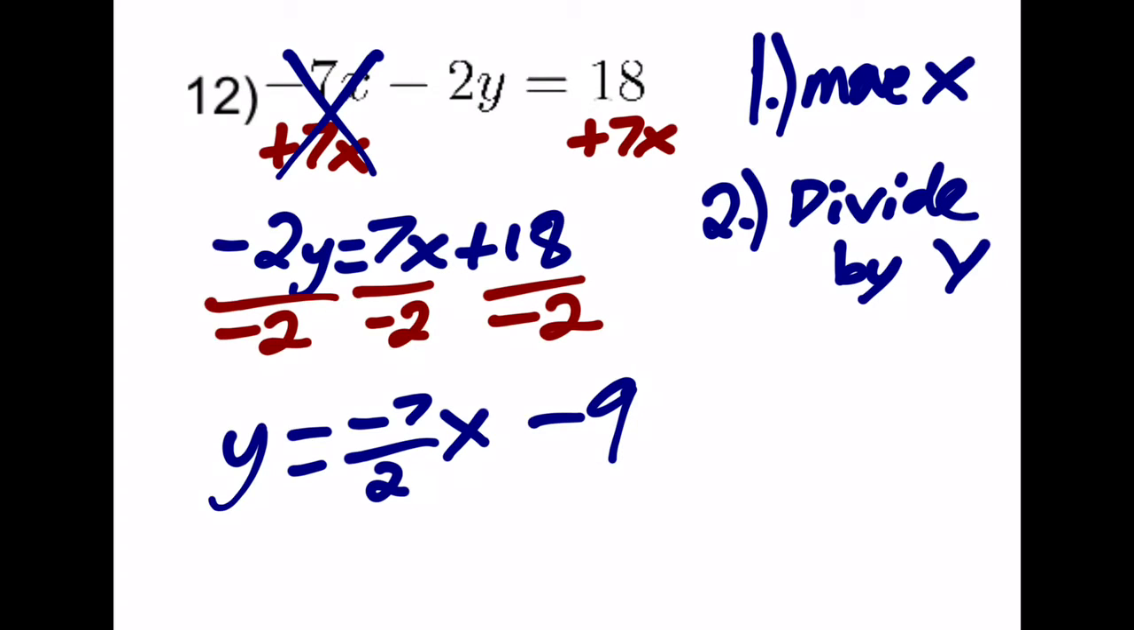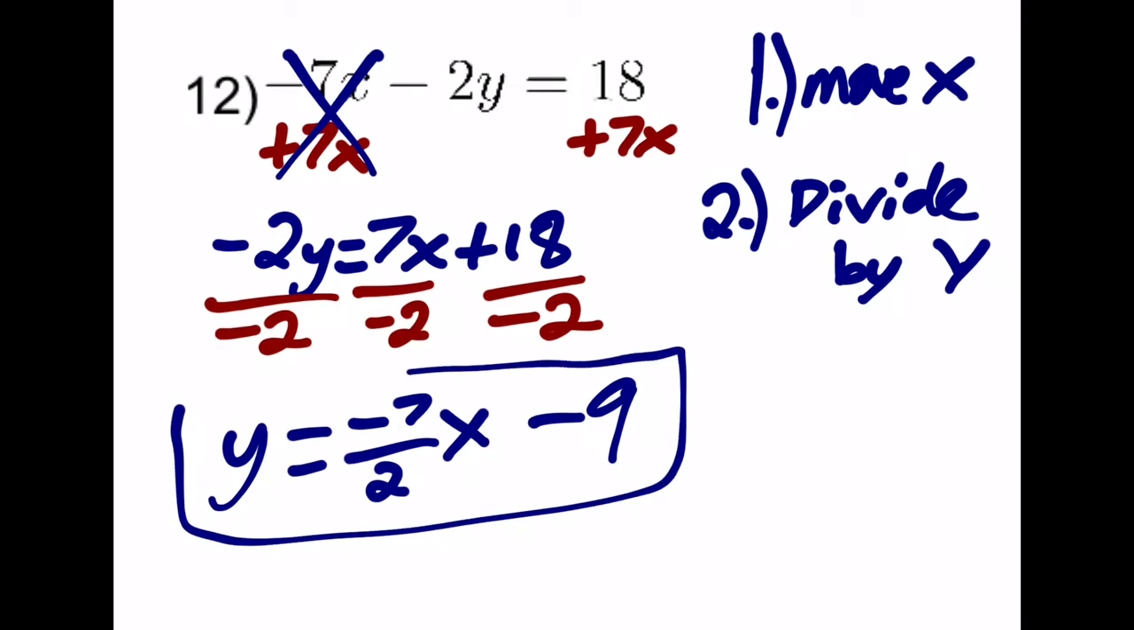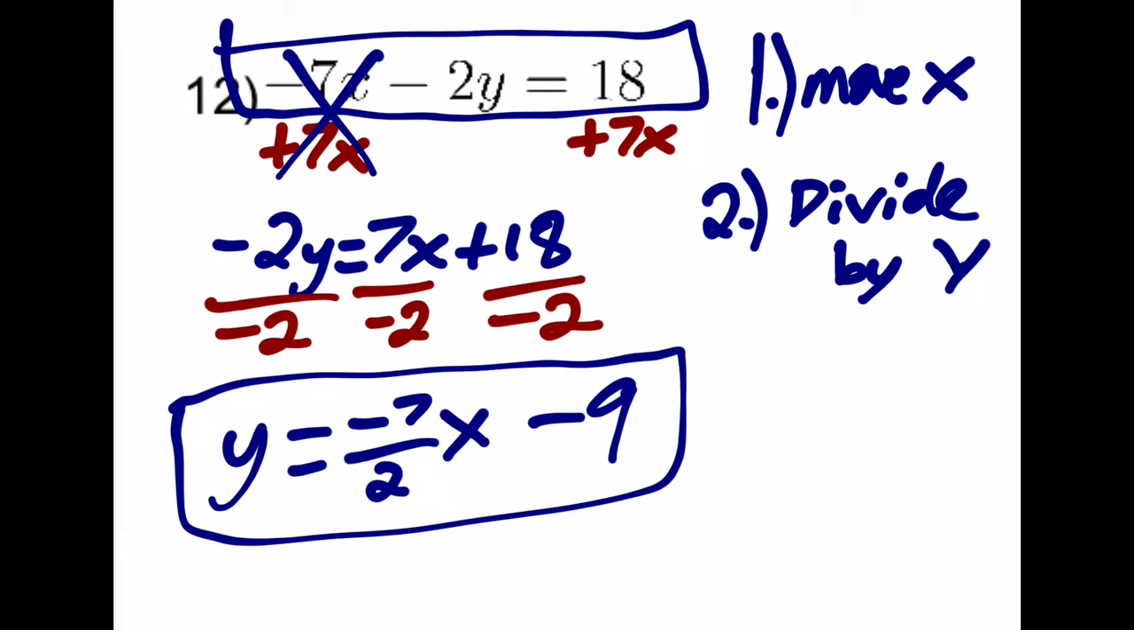We also notice that the negative that was associated with the 2 floats its way to the top of the fraction. So it becomes negative 7 halves x. And the reason why we keep this as a fraction is because negative 7 divided by 2 does not come out even. It would be a decimal. So I would recommend leaving those as a fraction. And now we are in y equals mx plus b form, which is slope-intercept. And we have left our original form, standard form, which was ax plus by is equal to c.